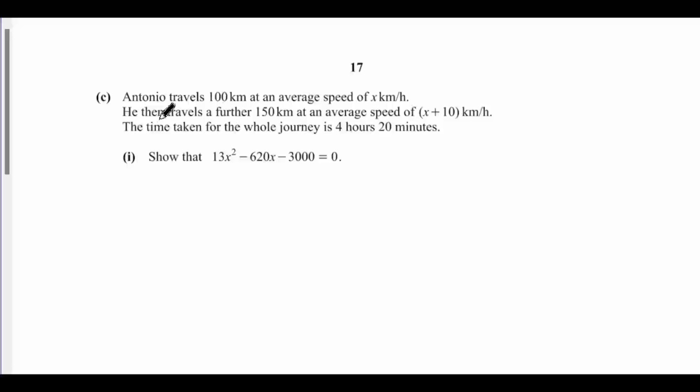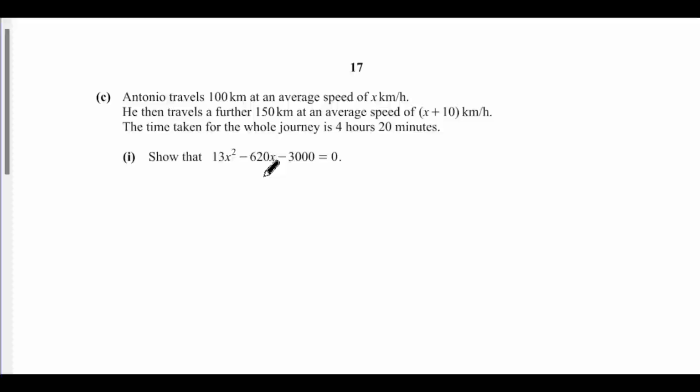Antonio travels 100 kilometers at an average speed of x kilometers per hour. He then travels a further 150 kilometers at an average speed of x plus 10 kilometers per hour. The time taken for the whole journey is 4 hours 20 minutes. Show that 13x squared minus 620x minus 3000 equals 0.